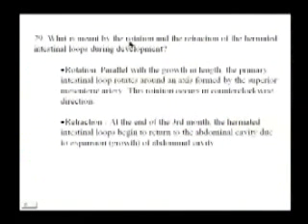So what is meant by the rotation and the retraction of the herniated intestinal loops during development? So the rotation is that, in parallel with the growth in length, the primary intestinal loop rotates around an axis formed by the superior mesenteric artery, and it occurs in a counterclockwise direction. So the cranial loop goes from 12 o'clock to 9 o'clock, so that's counterclockwise.